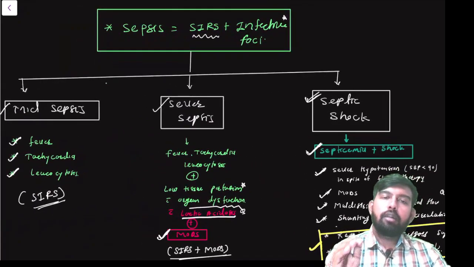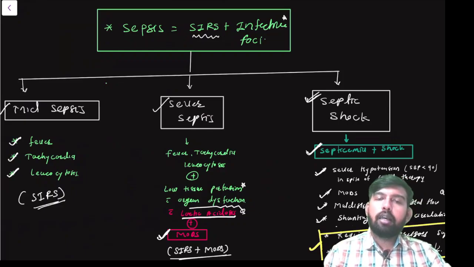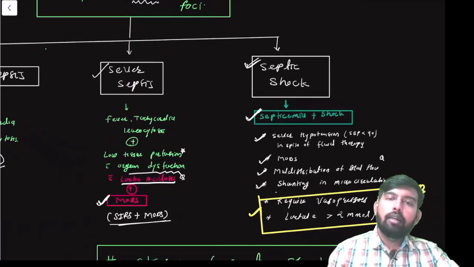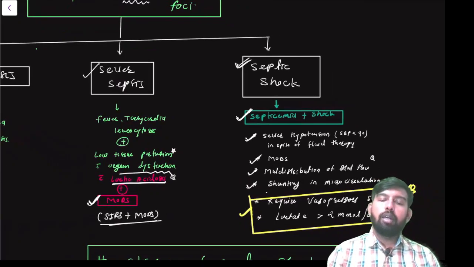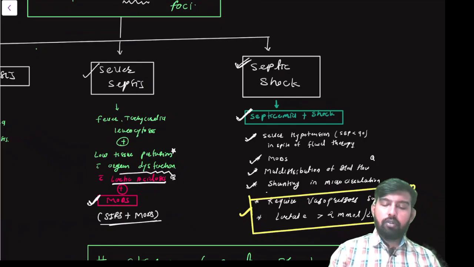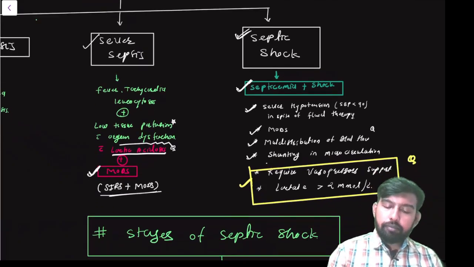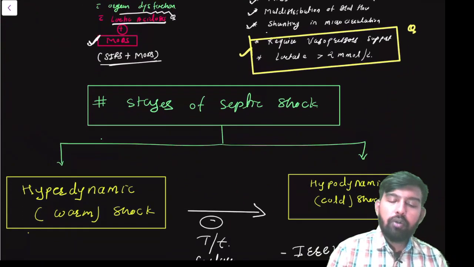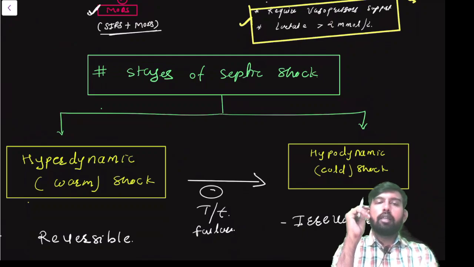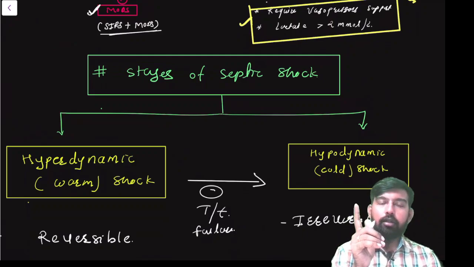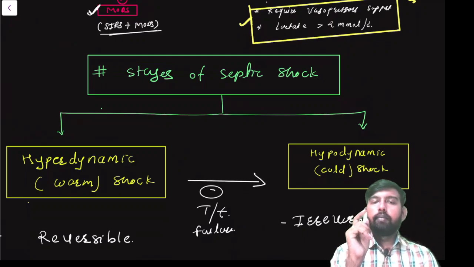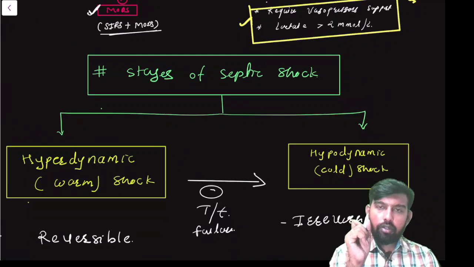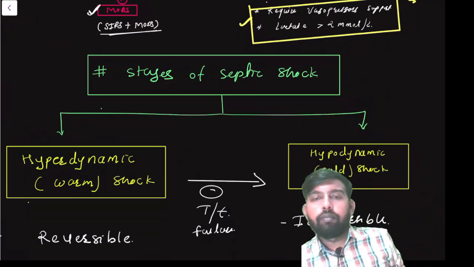So this is the sepsis classification. Mild sepsis is SIRS, severe sepsis is SIRS plus multi-organ dysfunction syndrome, and septic shock is septicemia plus shock. There are mainly two stages of septic shock. The initial stage is the hyperdynamic stage of septic shock, which is also known as warm shock, and the last decompensated stage is the hypodynamic stage of shock, also known as cold shock.